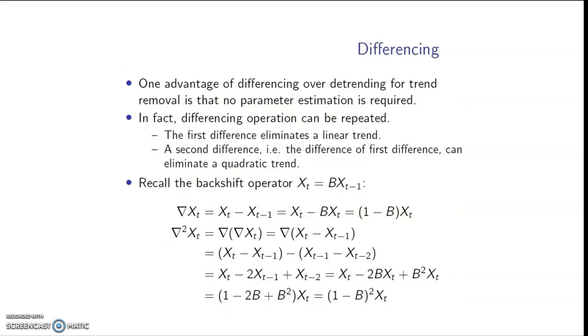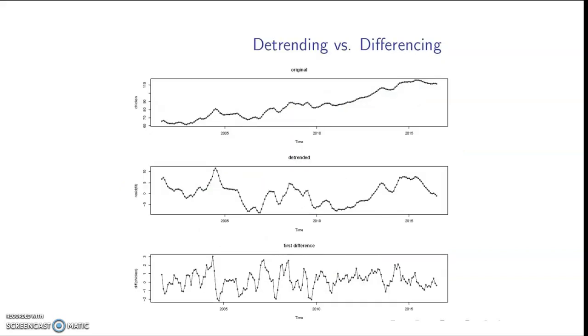Differencing. One advantage of differencing or detrending for trend removal is that no parameter estimation is required. In fact, the differencing operation can be repeated. The first difference eliminates a linear trend. A second difference, the difference of the first difference, can eliminate a quadratic trend. So we may recall the backshift operator, and we have the following equations.